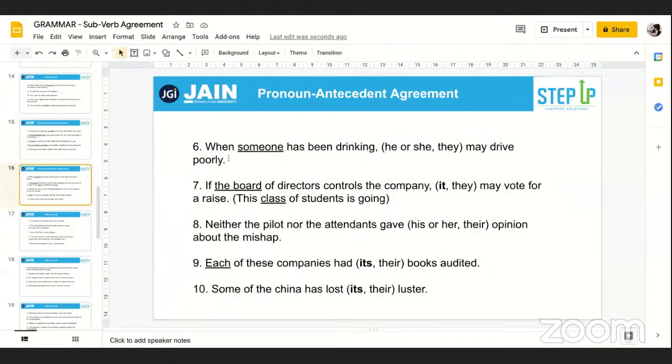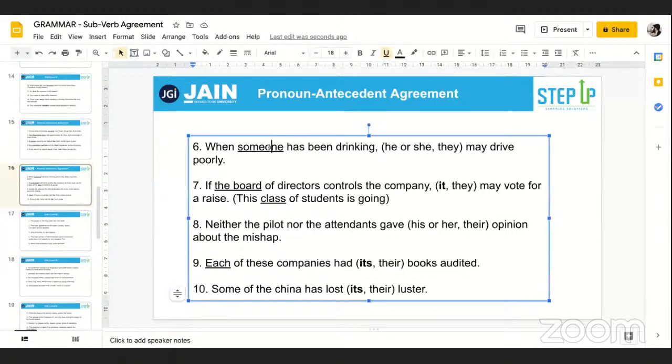Okay. Question 6. When someone has been drinking, he or she? Singular. Yeah, he or she, because singular.